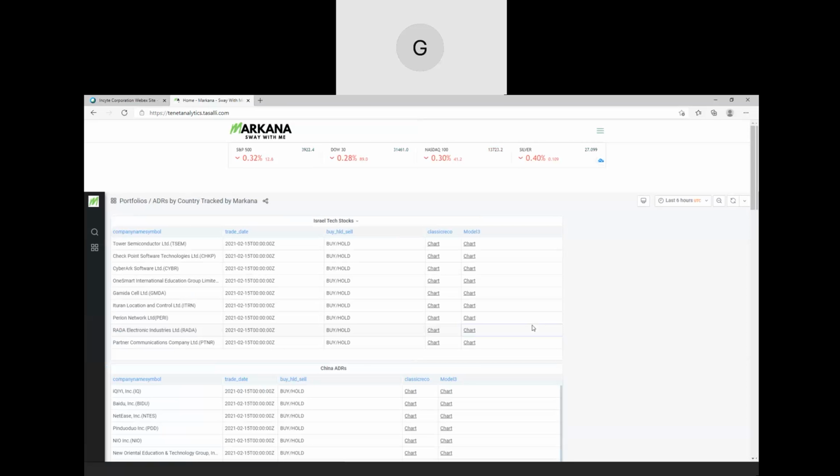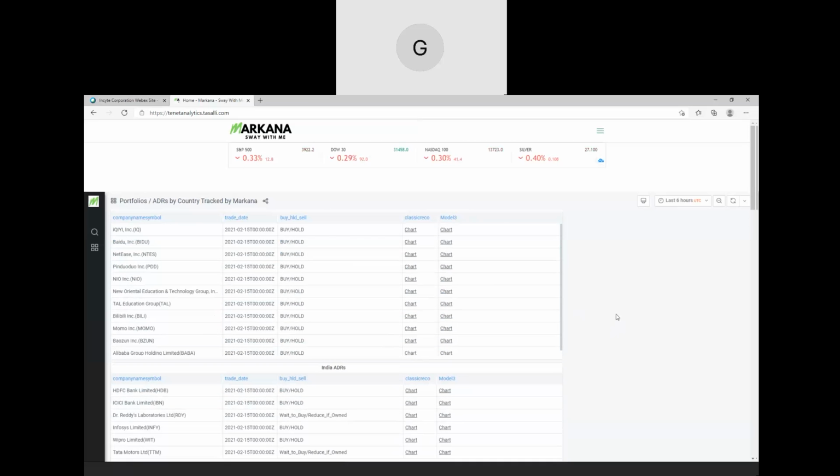We don't get into overweight, underweight, underperform, overperform, neutral, all this. So we just give a simple recommendation on every single stock, and it'll only have three options. Either it's a buy or a hold, or you wait to buy, or reduce if you already own it.